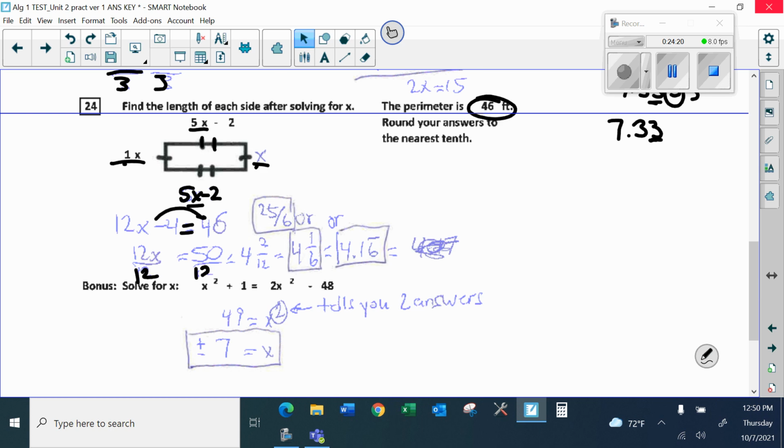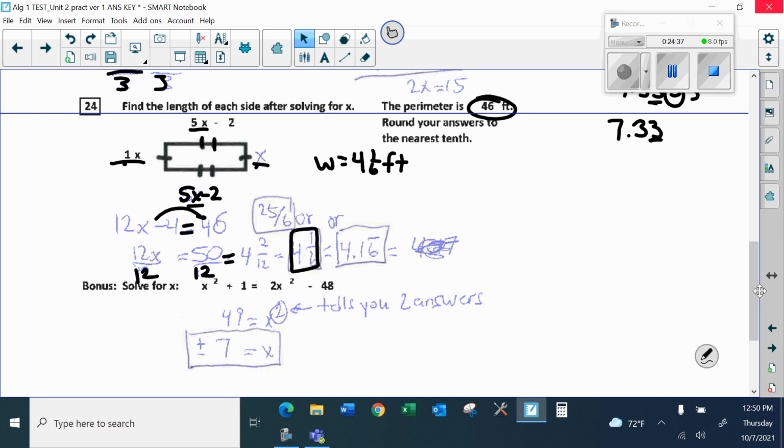I get 12x equals 50. Divide by 12 on both sides. I get x equals 4 and 2/12. So it simplifies to 4 1/6. So that's what x is. That's the width. So I'd say width equals 4 1/6 feet. You've got to remember the units.